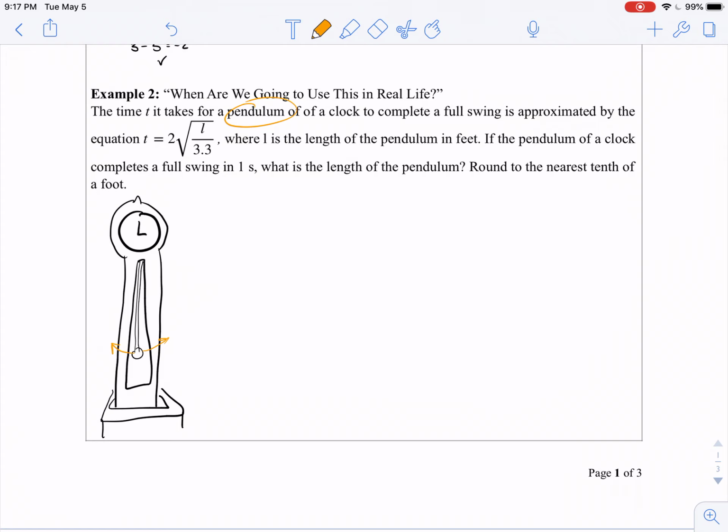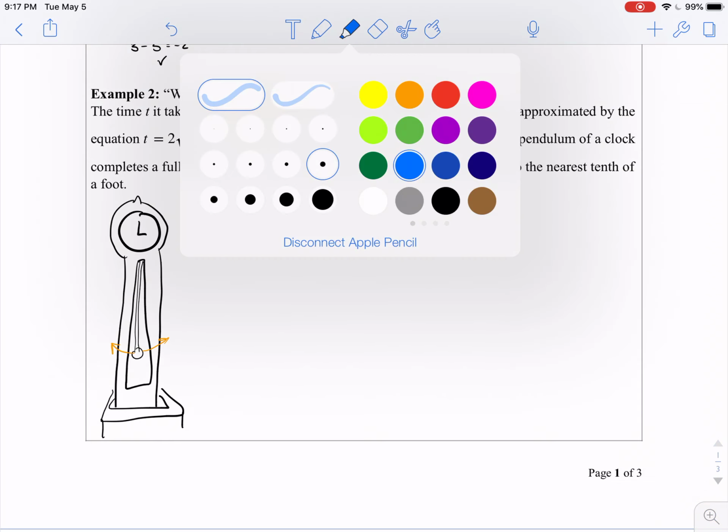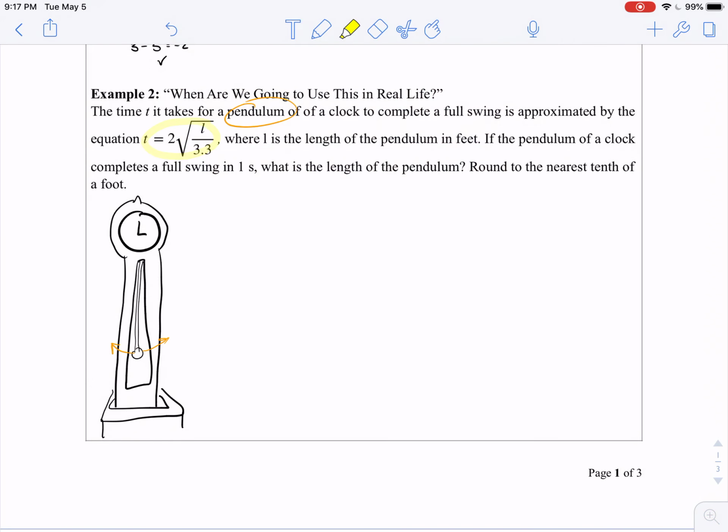So it's swinging back and forth, and the time it takes for a pendulum to swing is approximated by this whole expression: t equals 2 times the square root of L over 3.3, where L is the length of the pendulum in feet. If the pendulum of a clock completes a full swing in 1 second, which makes sense because it's swinging every second, what's the length of the pendulum?